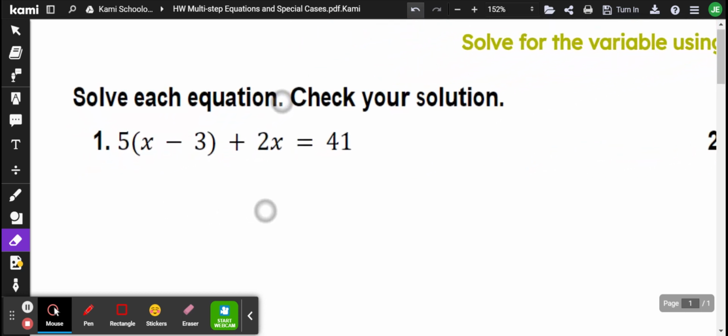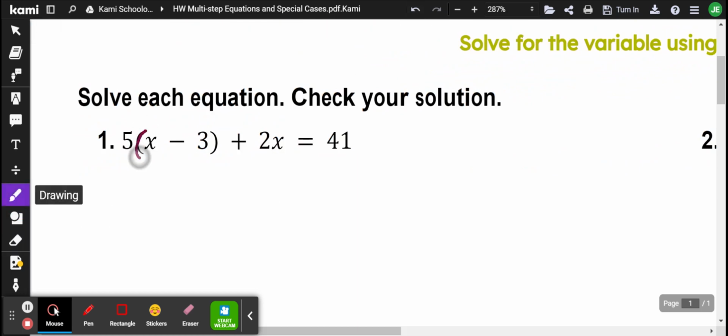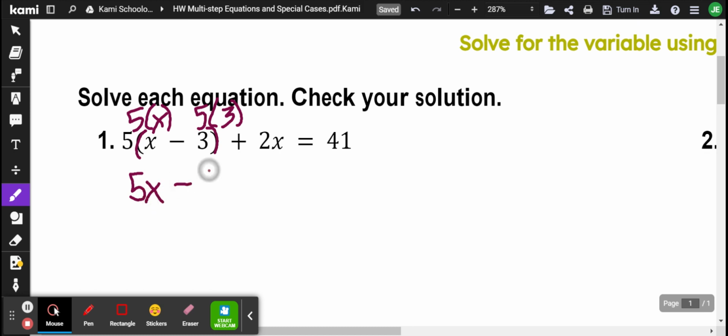So taking a look at the first one, we are going to distribute the 5 times the x and 5 times the 3. So 5 times x is going to be 5x, and then minus is going to stay in the middle, and then 5 times 3 is 15, and then we just rewrite the rest of the equation going across now that we are done with the first step.